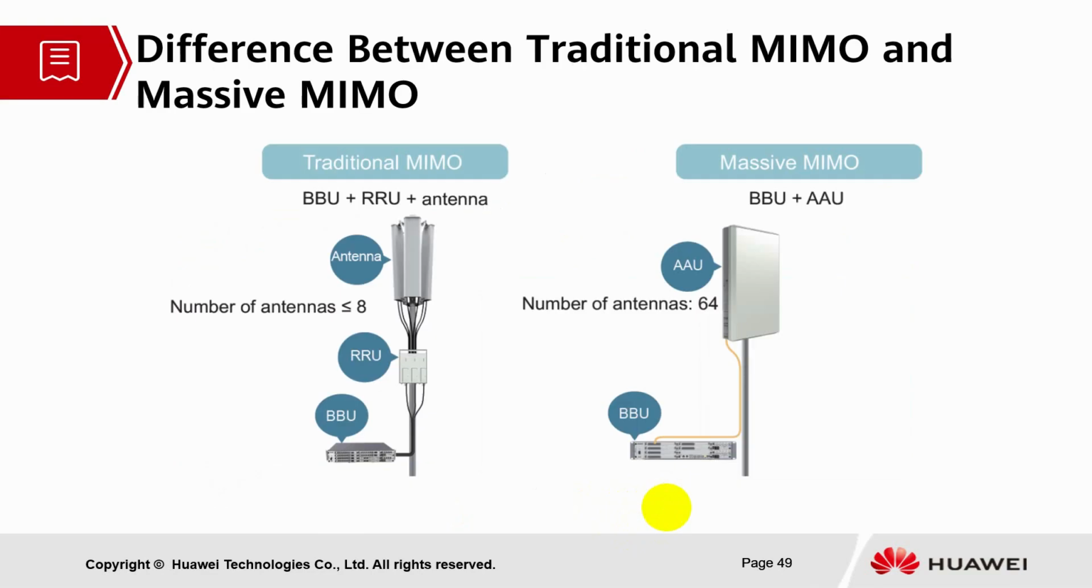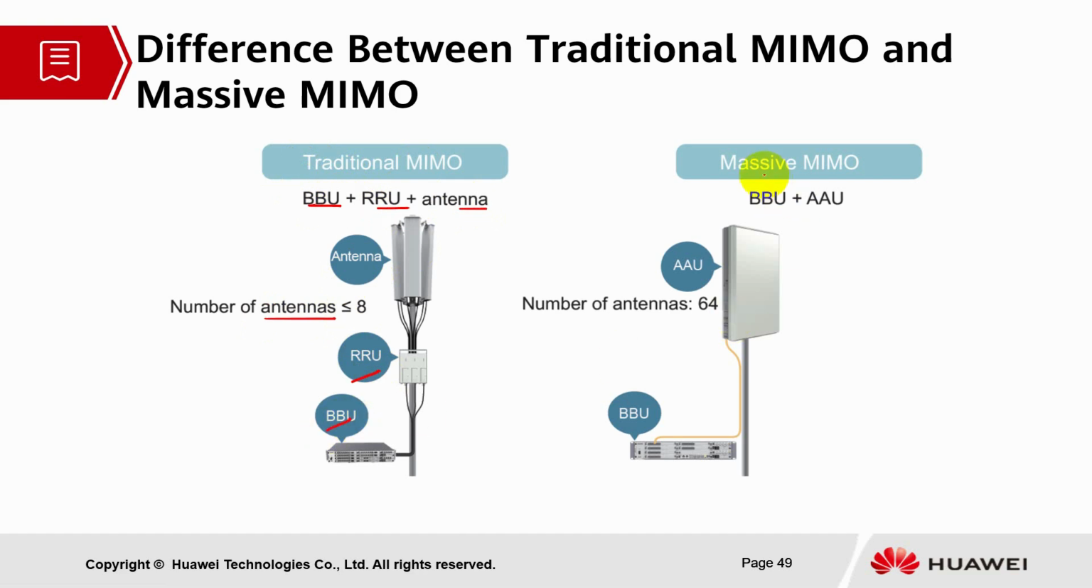So what is the difference between traditional MIMO and Massive MIMO? Massive MIMO is widely regarded as a key update of multi-antenna technology in the 4.5G era. It uses a large number of antenna arrays to perform 3D beamforming and multi-layer and multi-user multiplexing, significantly improving the system capacity. Over here, we can see the traditional MIMO has BBU, RRU and antenna. The number of antennas is less than 8. We have RRU and BBU.